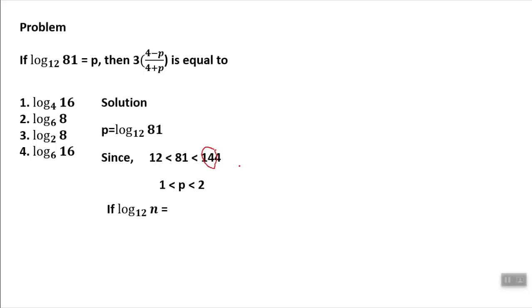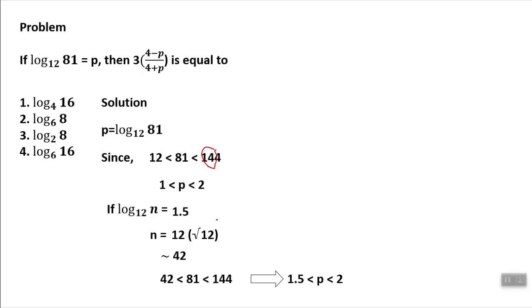But let us estimate it slightly better. Instead of saying that p is equal to approximately 1.5: suppose log of some number n to the base 12 is 1.5. Then by the basic definition we know n will be 12 to the power 1.5, or 12 times square root of 12, which is approximately 42. Since 42 and 81 are quite far apart, we may say that p is between 1.5 and 2, and now let us estimate that as 1.7 instead of fine-tuning it further. So we have the estimate of p as 1.7.